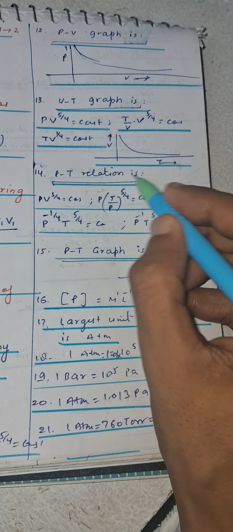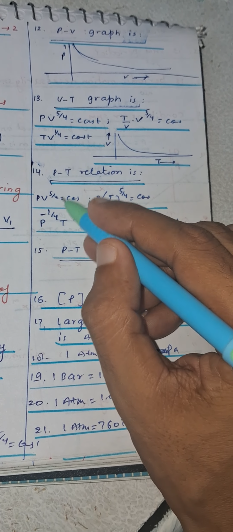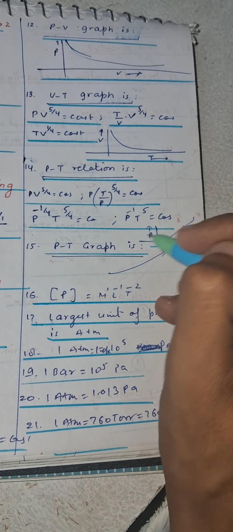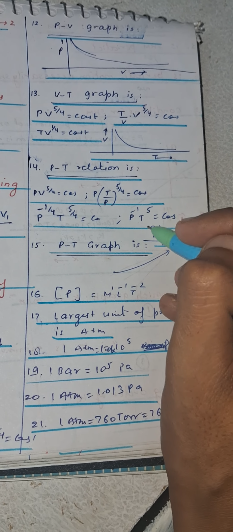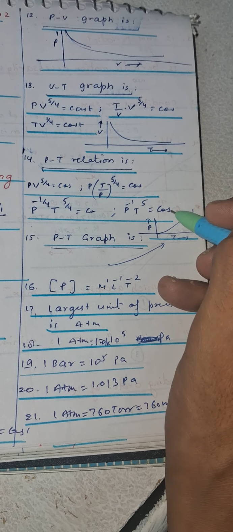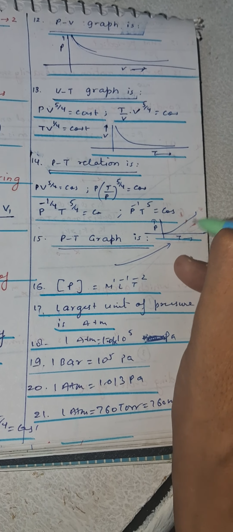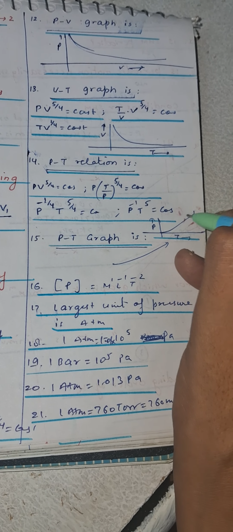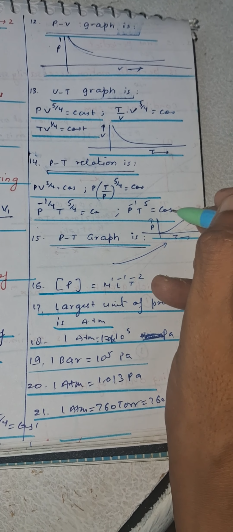And then we have a PT relation. The equation is PV raised to power 5 by 4 is constant. And after calculations, we have P raised to power minus 1 T^5 constant, or it is proportional to them. So we can say that with increase in temperature, pressure will also increase. So it will be like this. So the graph will be like this.